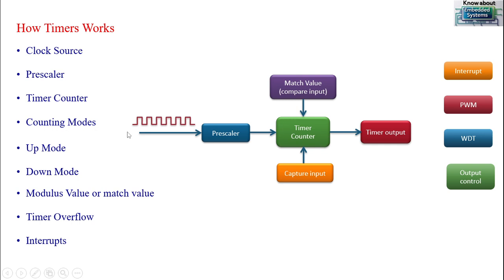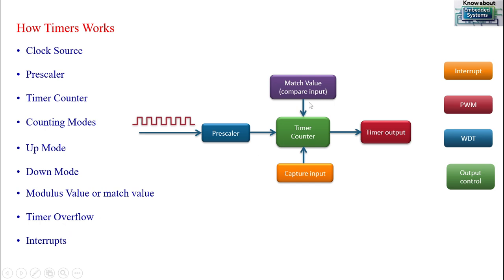Counting modes: this timer can be configured as up mode or down mode. You can do it either way, but by default, most of the time, the timer will be configured as up mode only, up count only. It is also possible to count down as a down counter as well. For that, we have to configure a different register. Modulus value is nothing but the match value, this point. The match value is predefined based on the time unit.